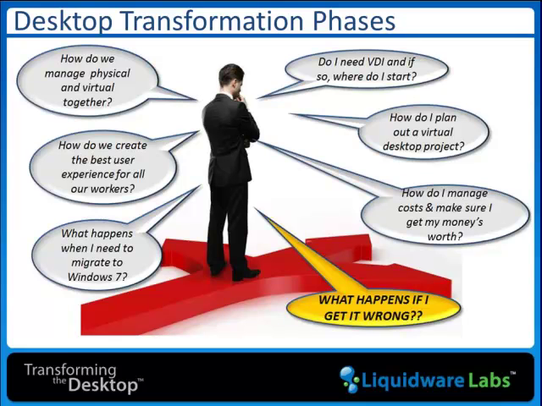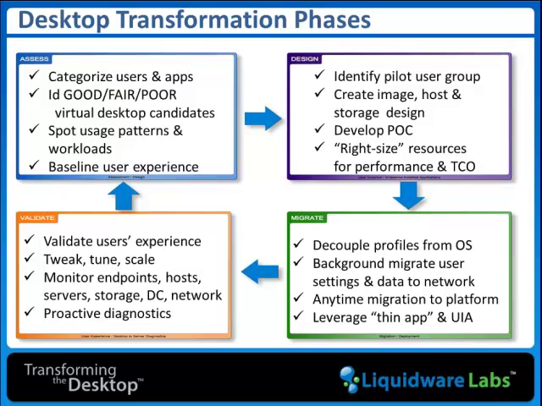And then finally, what happens if I get it wrong? That really uncomfortable conversation with the CIO that no one really wants to have. So our products are designed to answer all of these questions and prevent you from having to worry about getting it wrong, because you'll know exactly what you need before you go about building it. So in doing so, we have four major transformation phases that encompass the Liquidware Labs set of products.